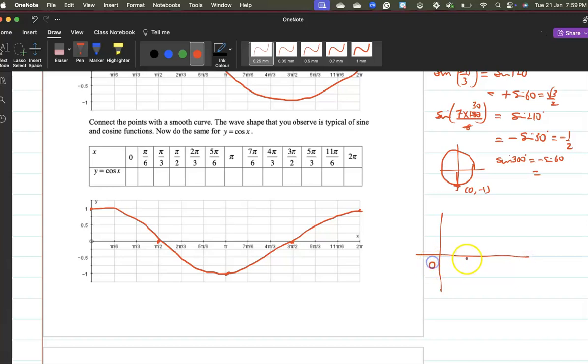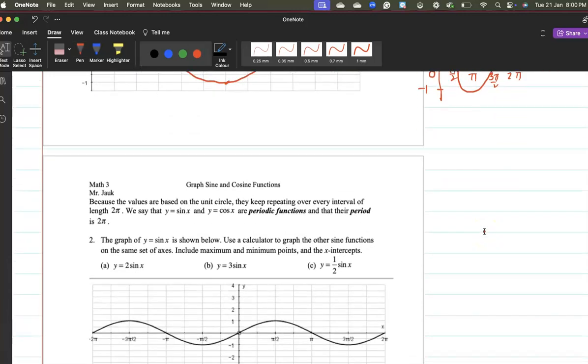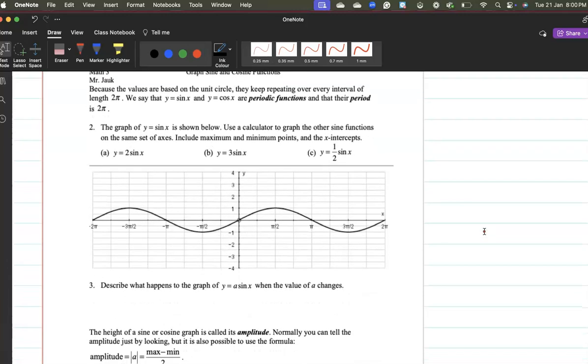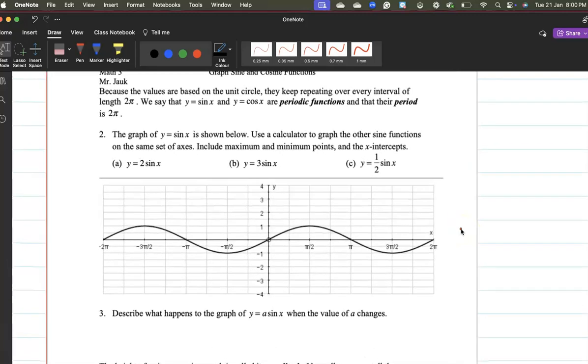If you do 0, pi, 2 pi, the values are 1, minus 1, and this is how it goes. It comes at pi by 2 and 3 pi by 2, where cos is 0. So these are the two main graphs you need to remember for sine and cos, because then everything is just a transformation. Now this is honestly easier for me. Yeah, now it's very easy.